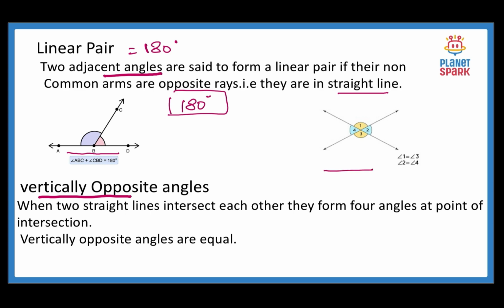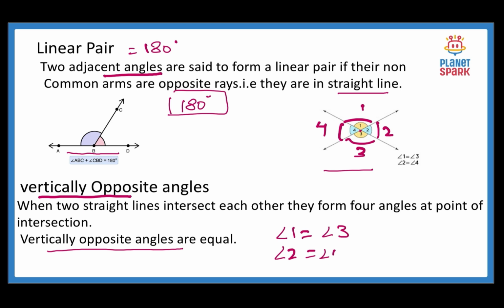Vertically opposite angles. Whenever two lines intersect each other, they are going to meet at a point, and four angles are going to be formed, 1, 2, 3 and 4. In this, 1 and 3 are opposite, 2 and 4 are opposite to each other. Vertically opposite angles are always equal. So angle 1 is equal to angle 3, angle 2 is equal to angle 4. This is a very important concept. Just remember that a pair of vertically opposite angles are always equal.